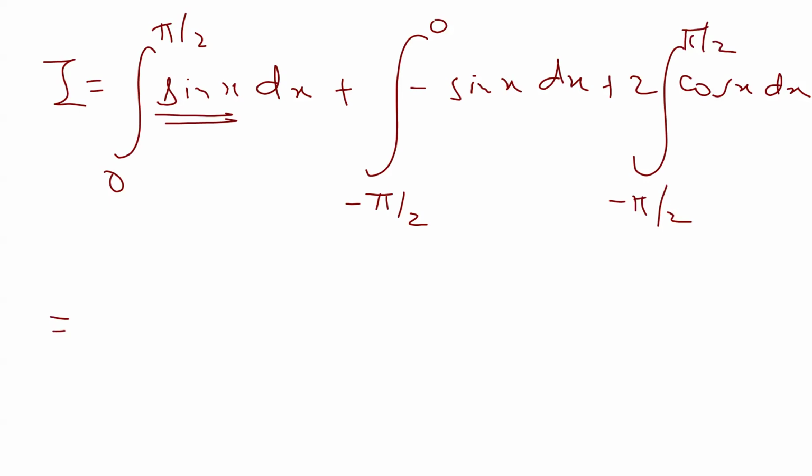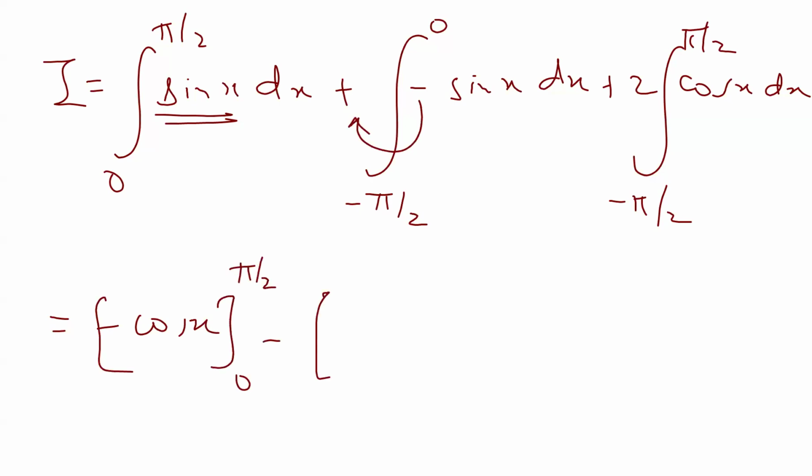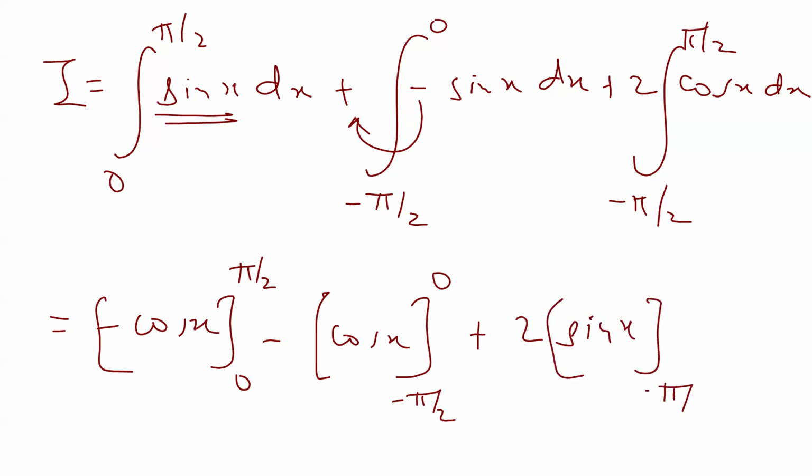So sine gives minus cos, 0 to pi by 2. Minus into plus is minus. Again, this is cos, so minus pi by 2 to 0. This is for the fourth quadrant. And this is for first as well as fourth quadrant for cos because cos is positive. So 2 sin x from minus pi by 2 to pi by 2.